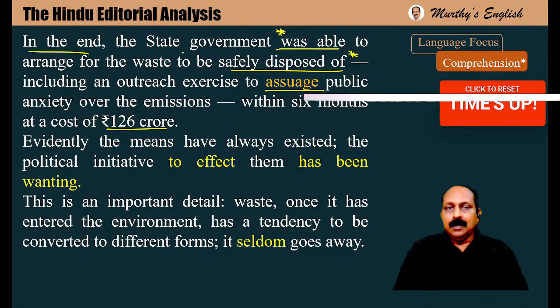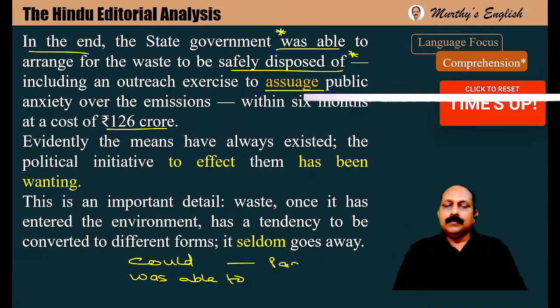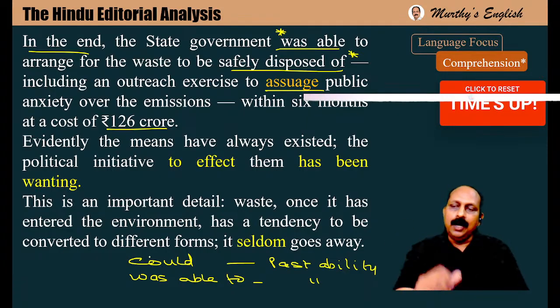In the end, the state government was able to. I said this is something important. Why is it important? There are two helping verbs. One is could, the other is was able to. Both we use to express past ability. But there is a subtle difference. What is the difference? For something not that difficult, we use could. I could do that work. I could do that when I was young. Not that difficult. But coming to was able to, for past ability that is more difficult, we should use was able to.